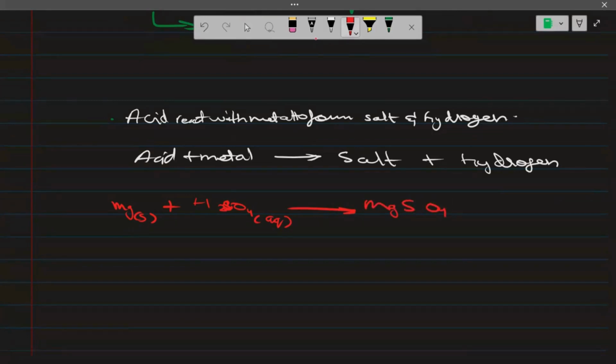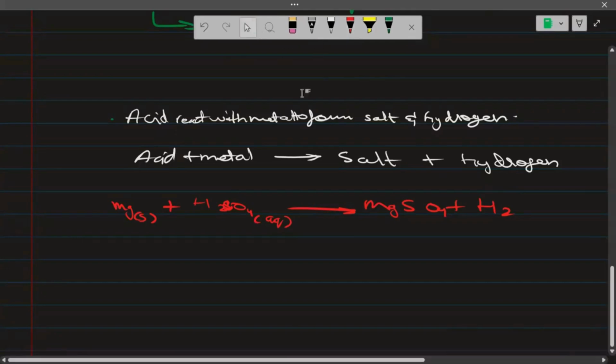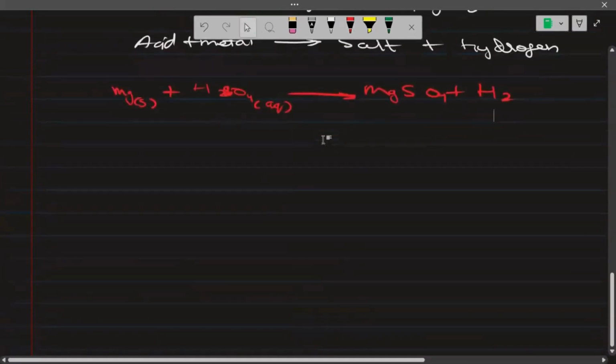Magnesium has two positive charges and sulfate has two negative charges, so they cancel out and form MgSO4 plus H2. Now I think it's balanced. Yes, this equation is balanced.